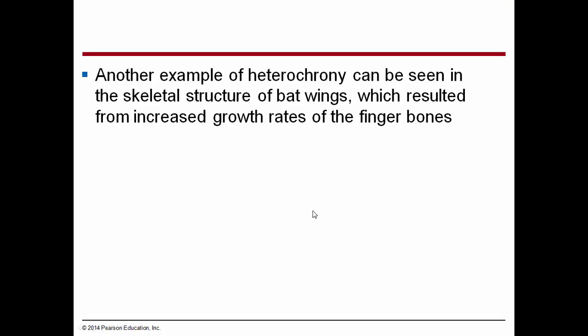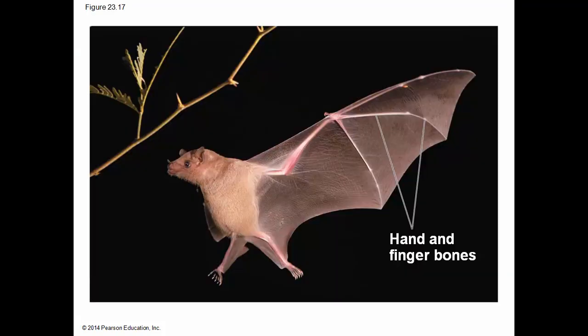Another example of heterochrony can be seen in the skeletal structure of bat wings, which resulted from an increase in the growth rate of finger bones. Heterochrony is responsible for the increased total length of hand and finger bones in a bat compared to that of other animals. Can you locate the bat's wrist and elbow joints? Calculate the ratio of the length of the bat's longest finger bones to the length of its radius. Compare this ratio to the ratio of bones in your own hand and arm. So, these are developmental genes that are causing differences in evolved mammals.